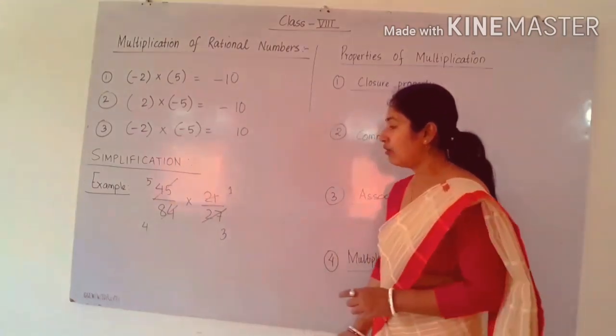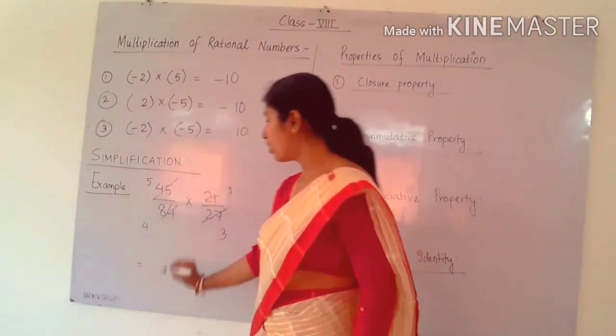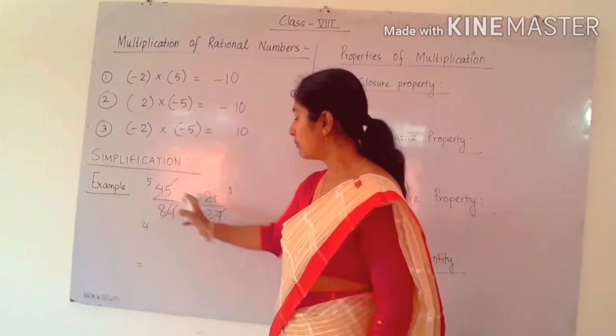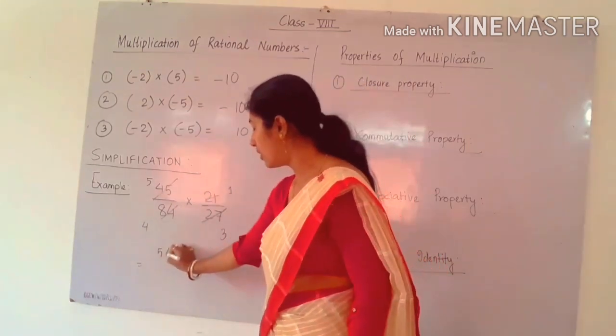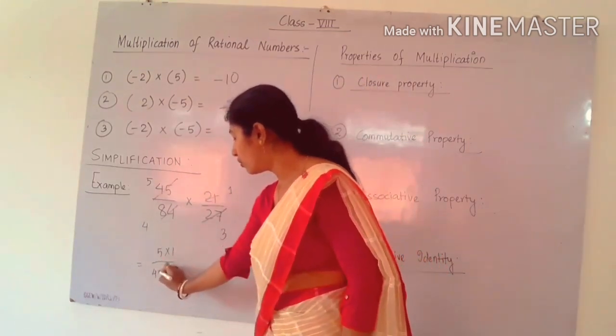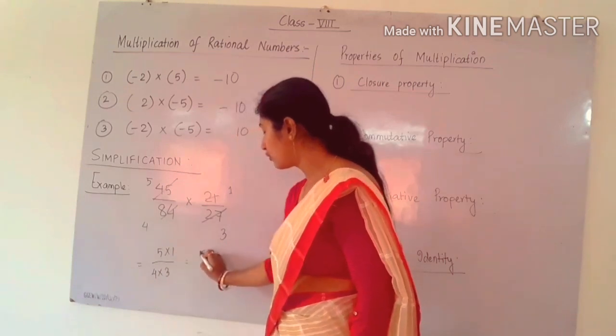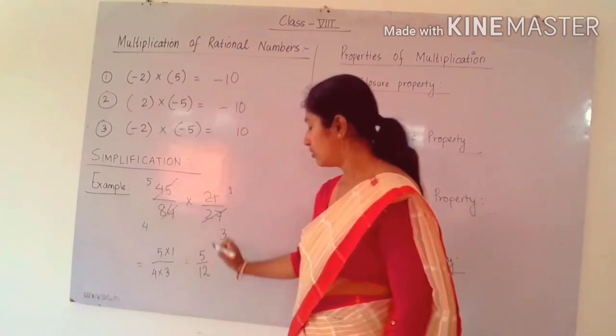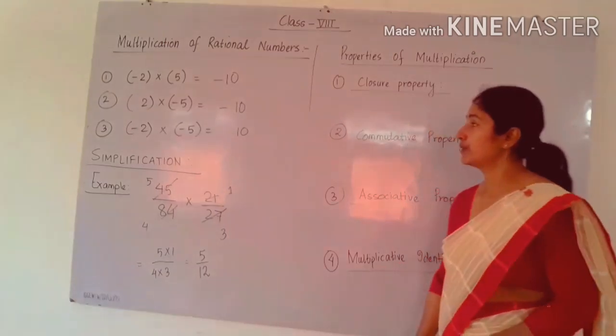So now what will we have to do? Just multiply the numerator with the remaining numbers. So 5 into 1, and in the denominator it will be 4 into 3. So the answer is 5 by 2. So this is about simplification.